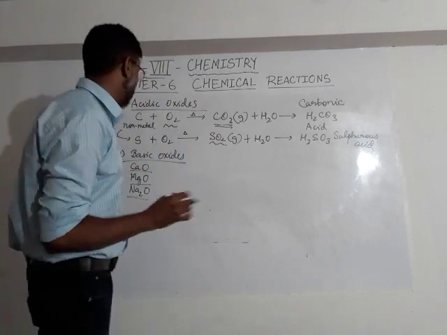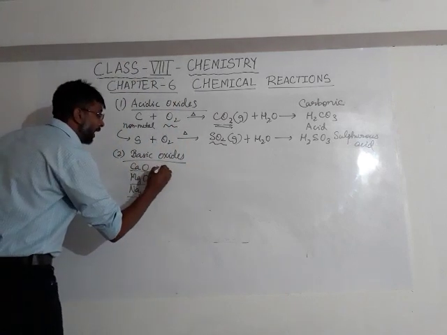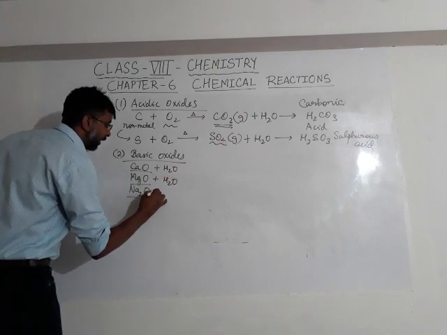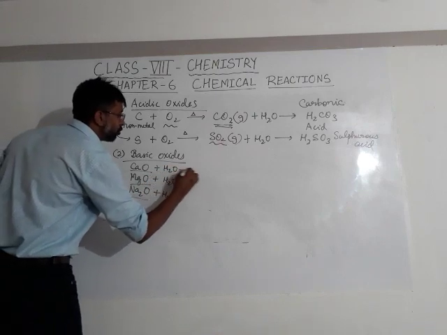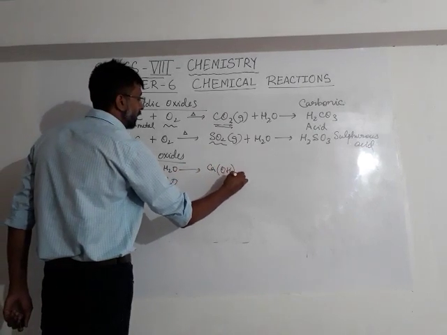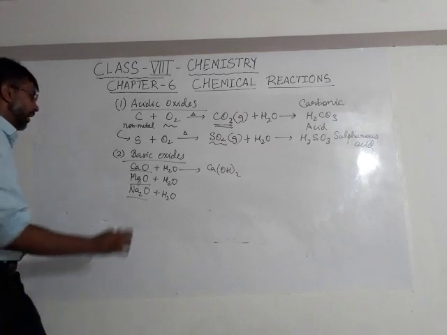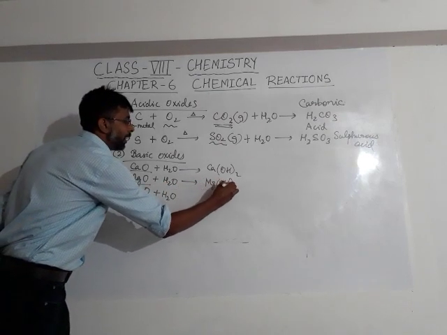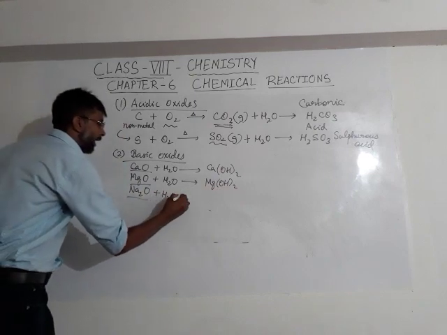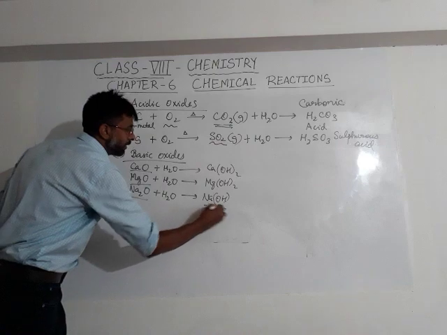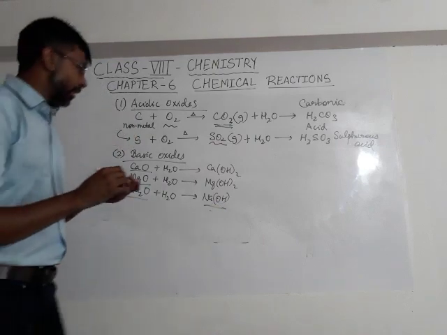Most of them are basic in nature. Now, why are they basic? Because if you dissolve them, if you react them with water, they form basic solutions. Calcium oxide will form calcium hydroxide, which is an alkali. Magnesium oxide dissolved in water forms magnesium hydroxide, Mg(OH)2. Sodium oxide dissolved in water forms sodium hydroxide, which is a strong alkali. Okay, these are the basic oxides.